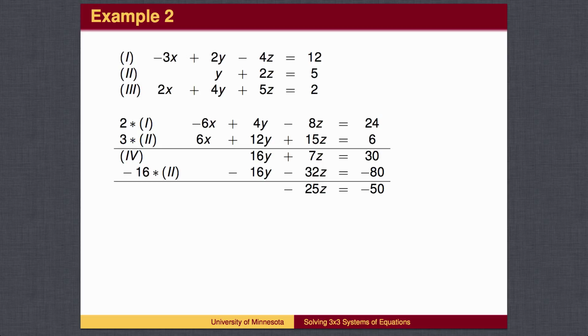Take -16 times equation 2 and add it to equation 4 and solve for z. Plug 2 for z back into any equation, like equation 2, to solve for y. Then plug z and y into any equation, like equation 3, to solve for x. The intersection point is -6, 1, 2.